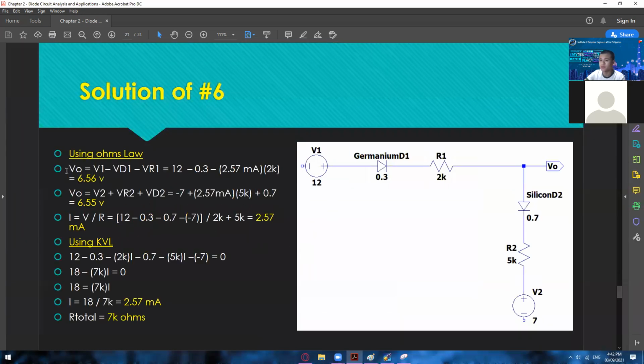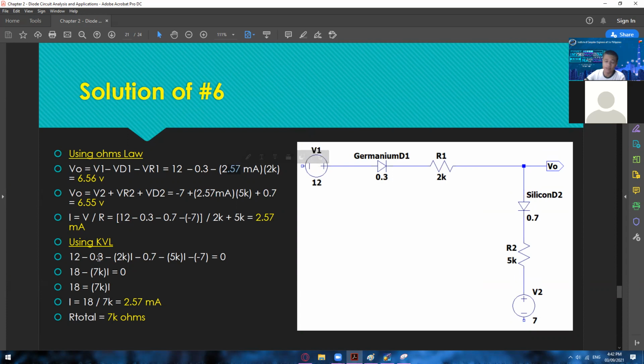So using Ohm's law, we have the upper part right here, wherein we have VO is equal to V1, which is 1 minus VD1 minus VR1, and just substitute everything, and then it will give us a result of 6.56. So the computed current is 2.57 milliamp. So how did we get this one?